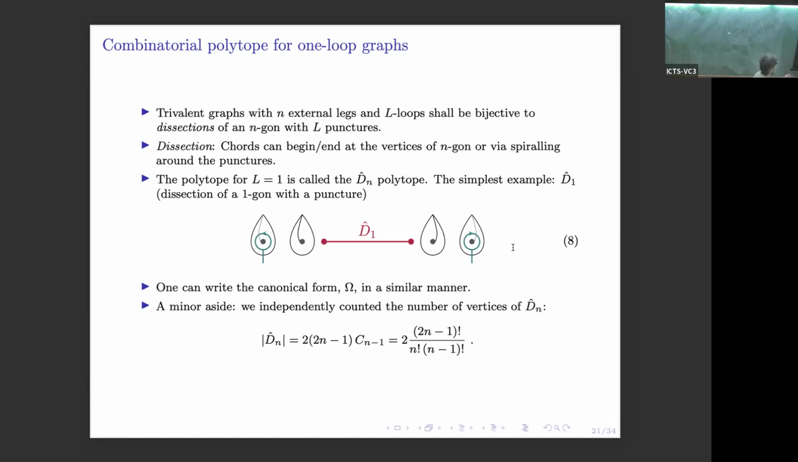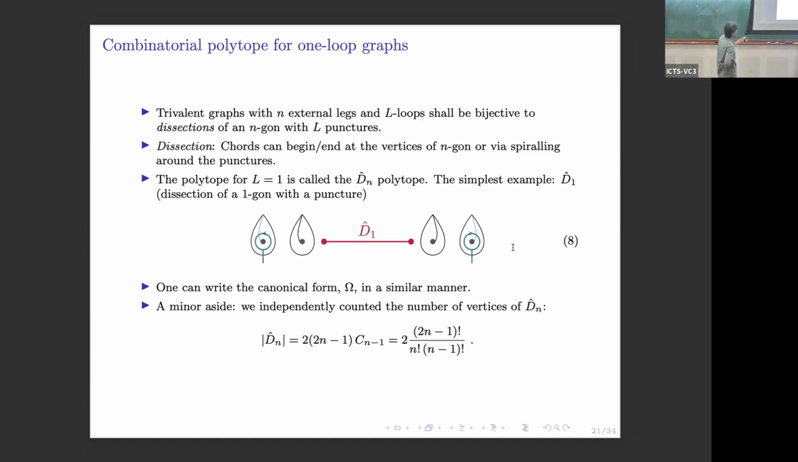I want to focus on one loop because at higher loops there are some issues. For one loop we have a well-defined polytope. It is called the d hat n polytope, and you can write a canonical form just like that. Whatever pole comes in, you take a d log form just like that.